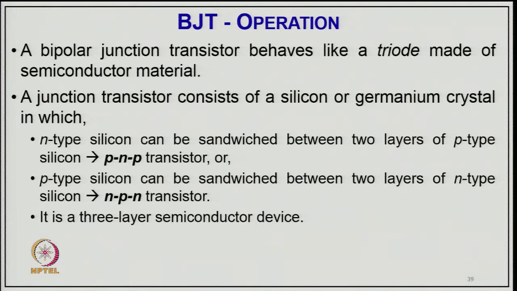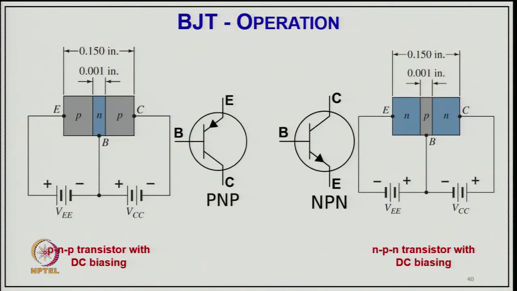And now coming to the BJT operation, a bipolar junction transistor behaves like a triode made of semiconductor material. A junction transistor consists of a silicon or germanium crystal in which N type silicon is sandwiched between 2 layers of P type silicon, and it is called a PNP transistor, and P type silicon sandwiched between 2 layers of N type silicon is called an NPN transistor. These are the 2 kinds of configuration of the transistor, and it is a 3 layer semiconductor device.